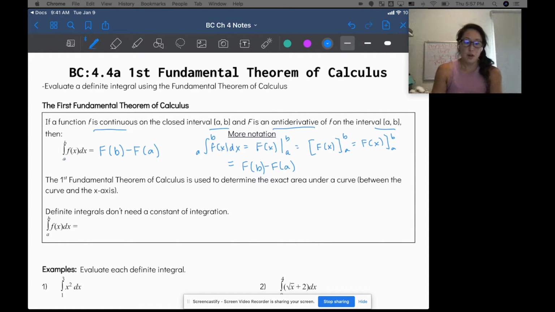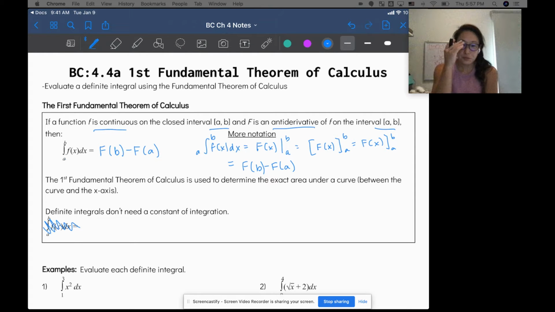So the first fundamental theorem of calculus is used to determine the exact value of the area underneath the curve. We're actually going to be able to calculate that without me saying, you know, the area of this part of the function is 7 and this part is 4. We're just going to calculate it for real.